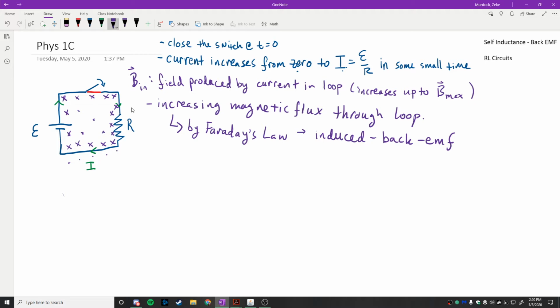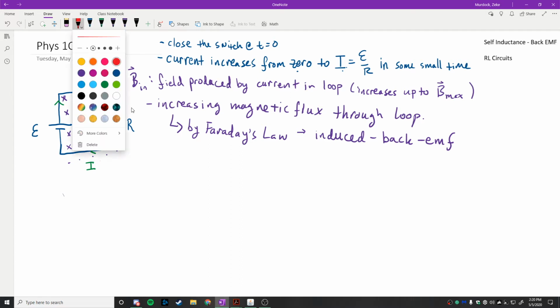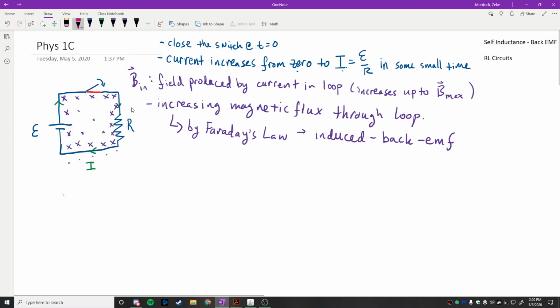Faraday's law says that you get an induced back EMF, right? And that's because when you have an increase in flux, then you're going to get an induced current that's going to point in the opposite direction of the existing current, right? So maybe we put it on here with a different color, maybe purple probably. So there's going to be this kind of back EMF that's going to point back this way.